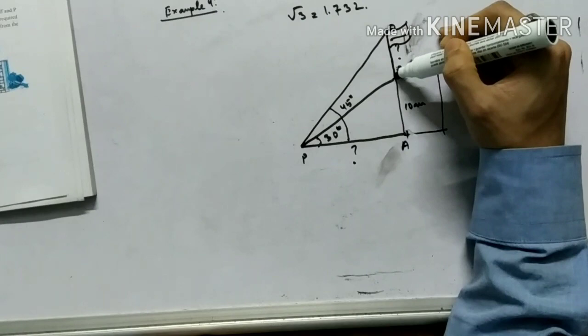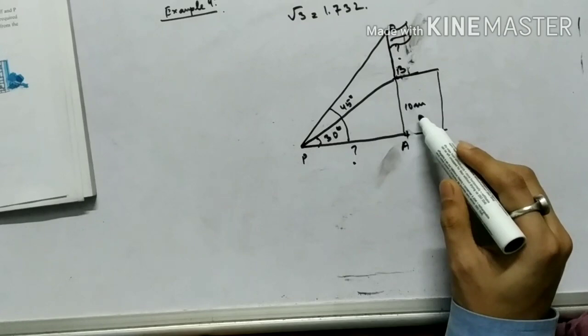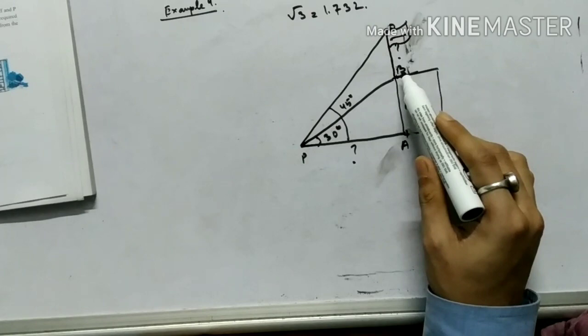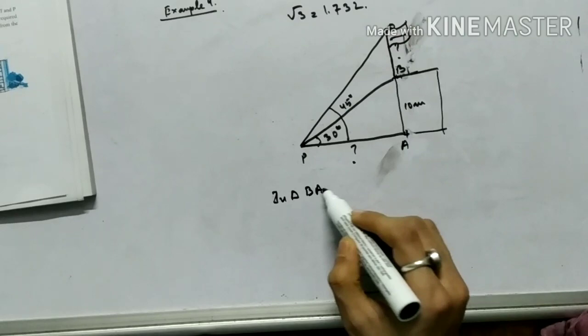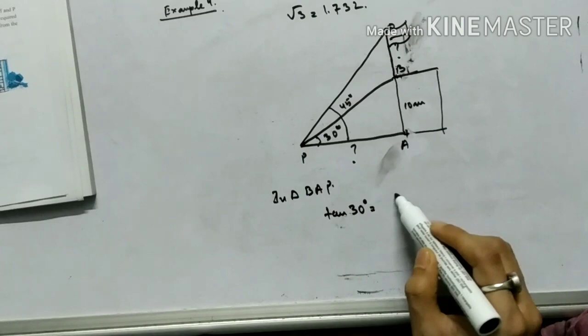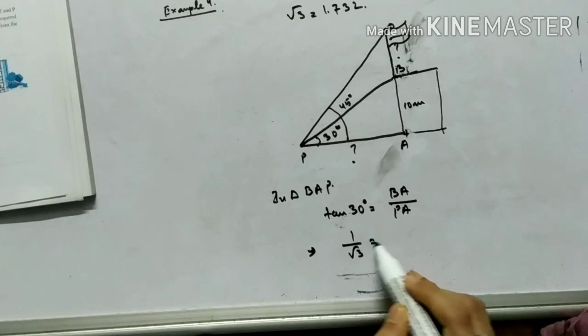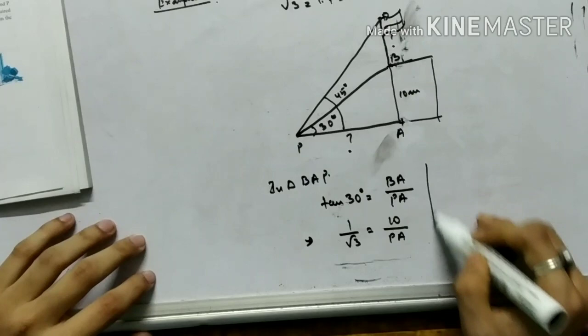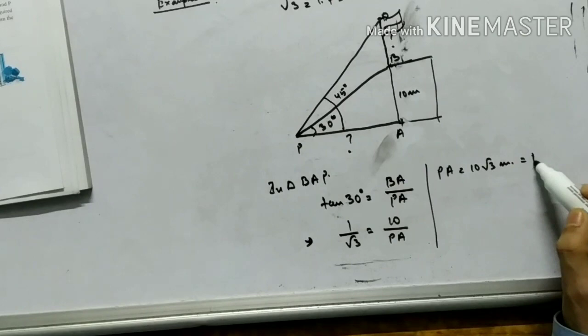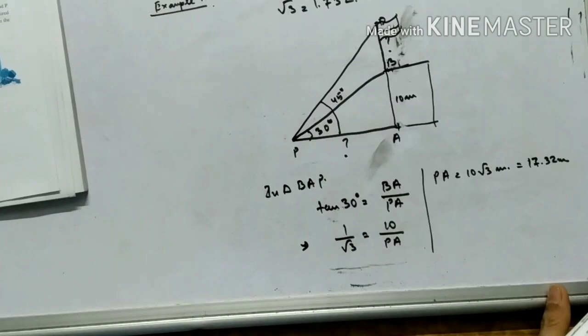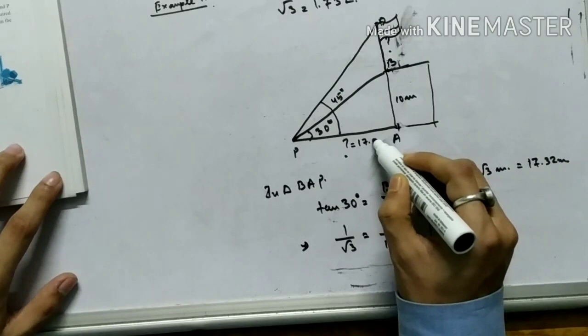First of all, you see, this is 10 meter given. So I can take this triangle here. In triangle BAP, I can use the tan function: tan 30 degrees equals BA by PA. It is 1 by root 3 equals BA 10 by PA. So if I find the value of PA, I will get PA equals 10 root 3 meter, which is equal to 17.32 meter. So this one value I got, 17.32 meter.